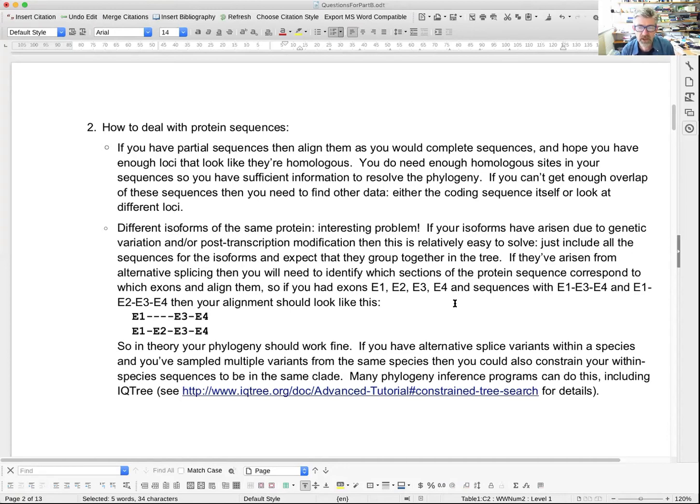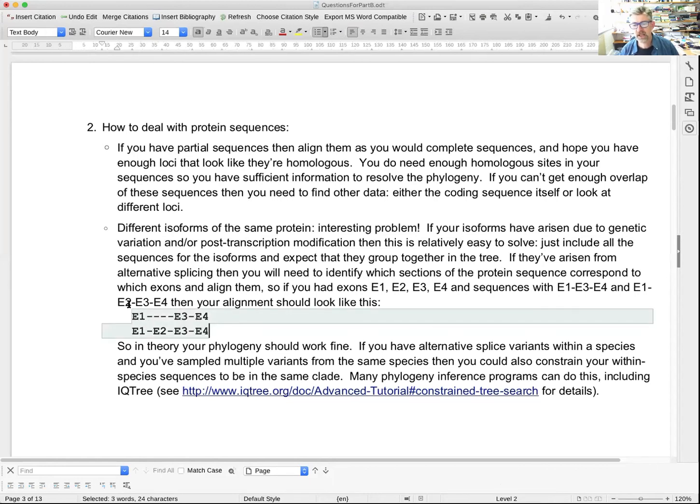On the other hand, you might have isoforms that are due to alternative splicing. And if that's the case, then I think what you should be doing is trying to identify which sections of the amino acid sequence correspond to which exons and align those. So I've got a little sort of toy example here I'm just highlighting.